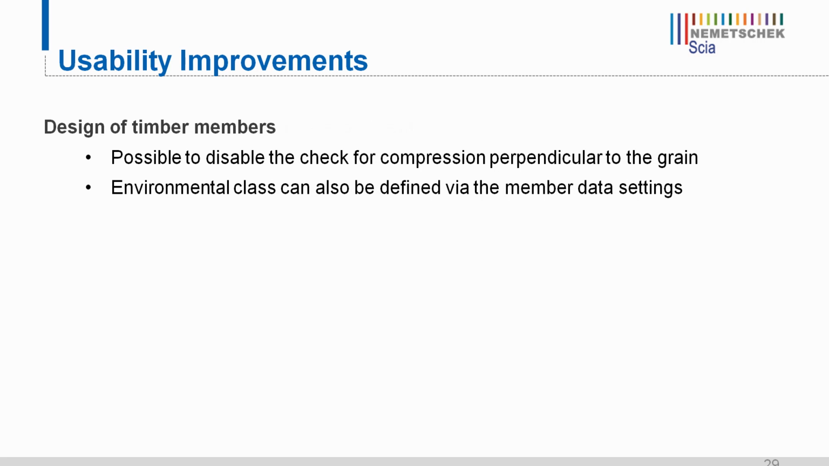There have also been improvements done for the design of timber members. It is now possible to disable the check for compression perpendicular to the grain when executing a timber check. The environmental class may now also be defined via the member data settings.